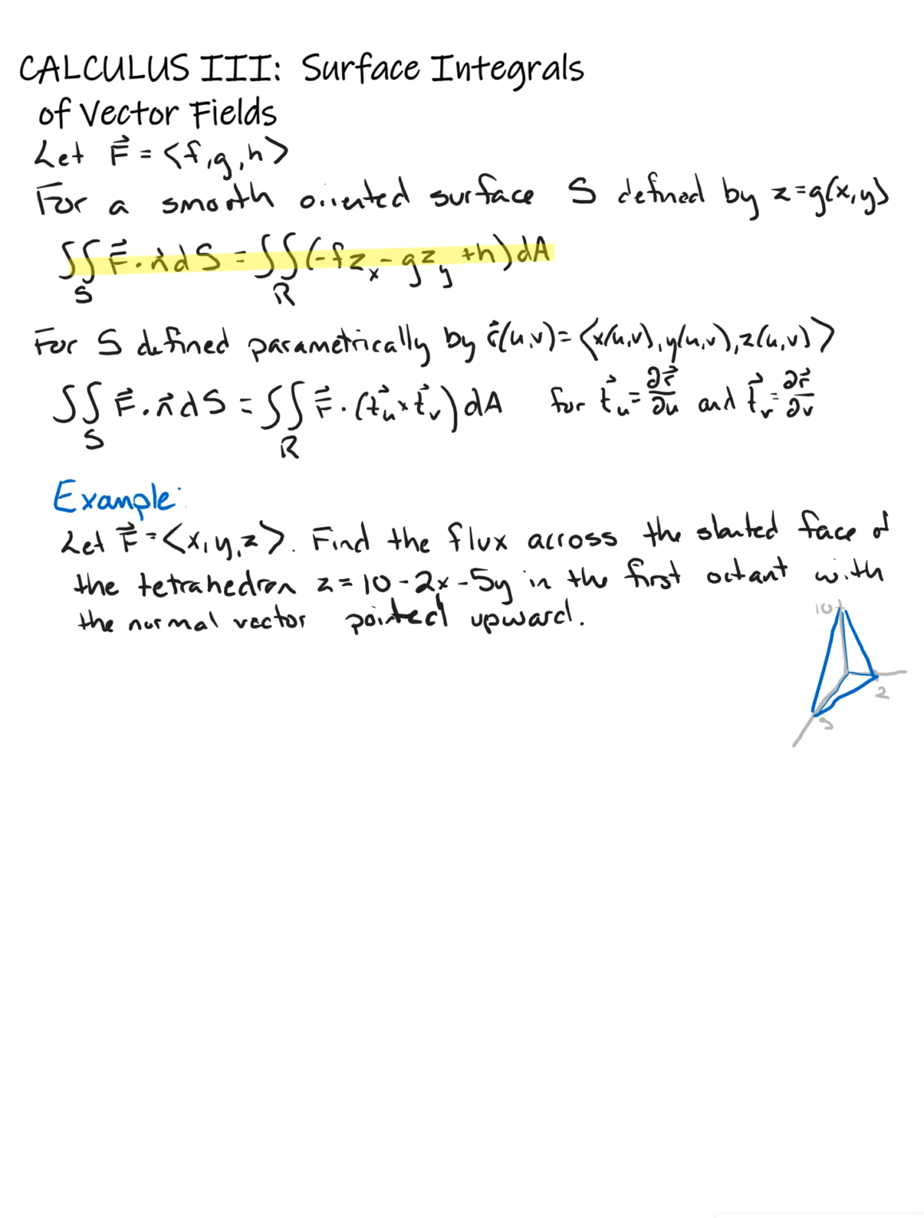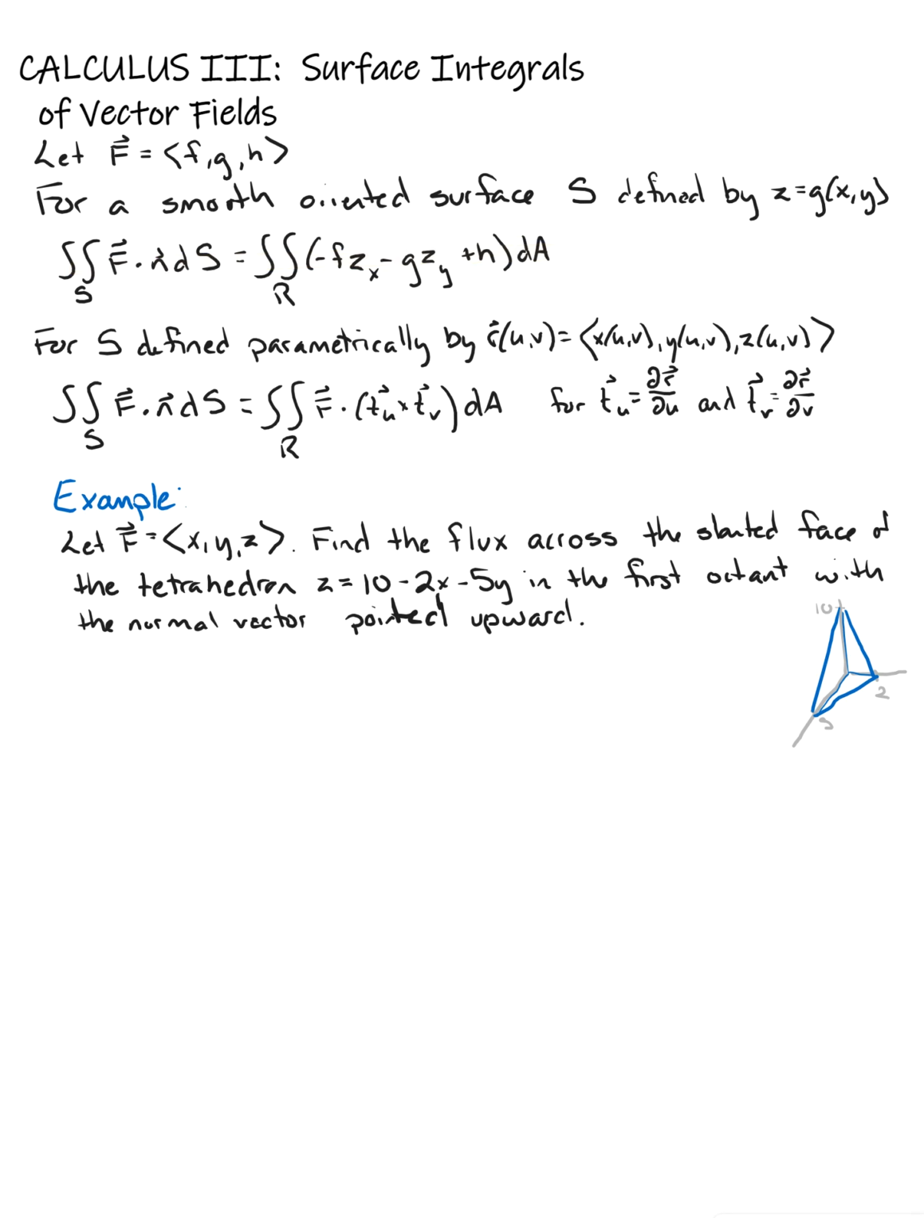Now we can actually write this and compute this using a double integral. And the integrand becomes negative f times the partial derivative of z with respect to x, minus g times the partial derivative of z with respect to y, plus h, and now we're integrating with respect to area. Now, of course, these functions can all be written in terms of x and y, and so we'll have to determine the order.